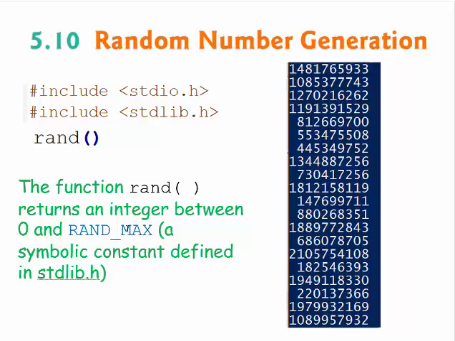So I wrote a little program. I called the rand function. I generated 20 random numbers. Here were the 20 random integers, and here they happen to be on that particular calling of the rand function.